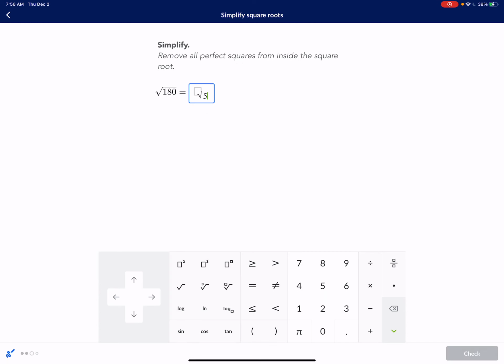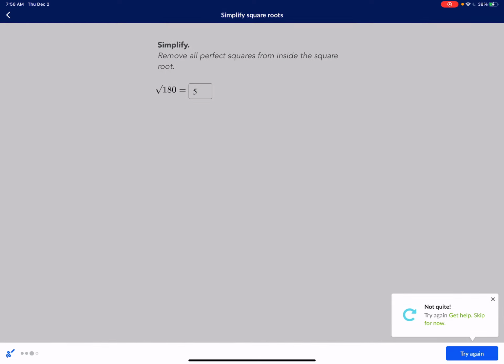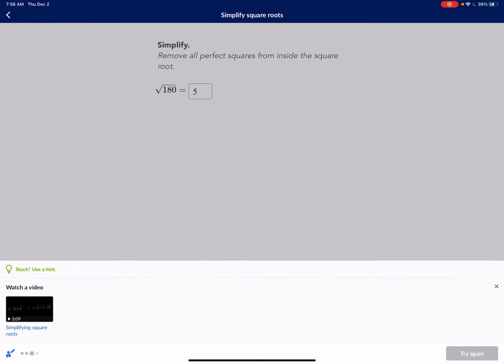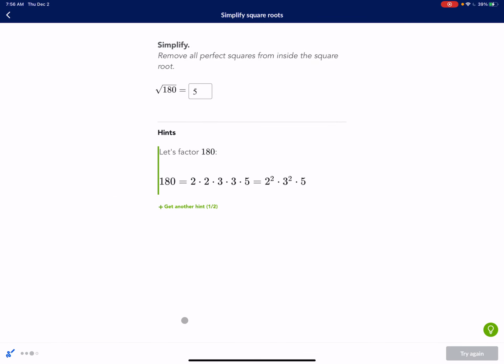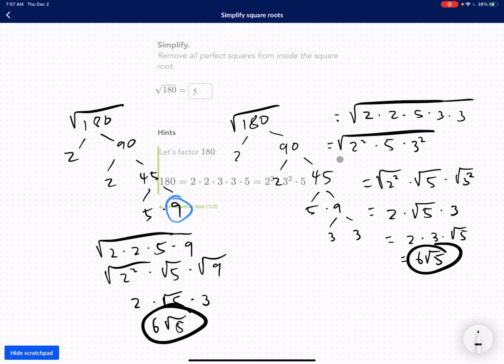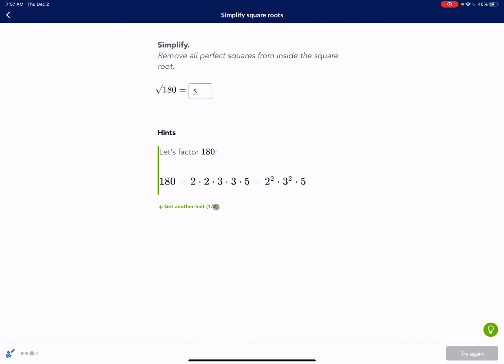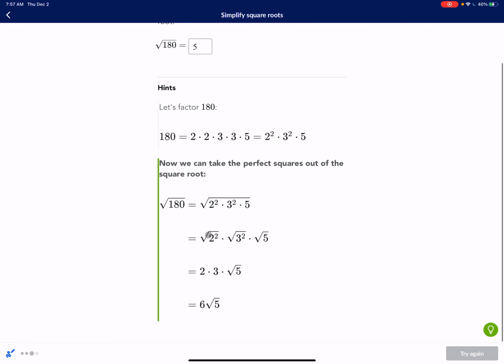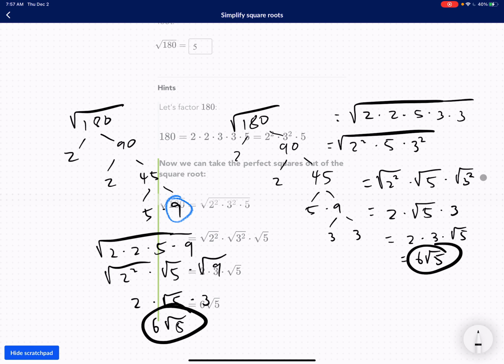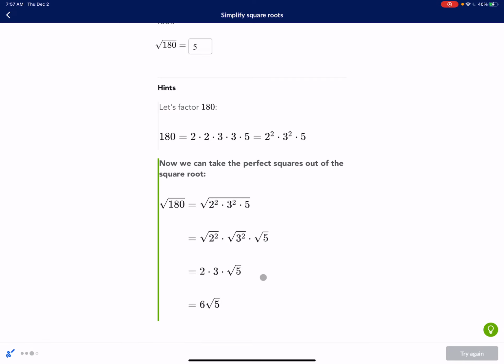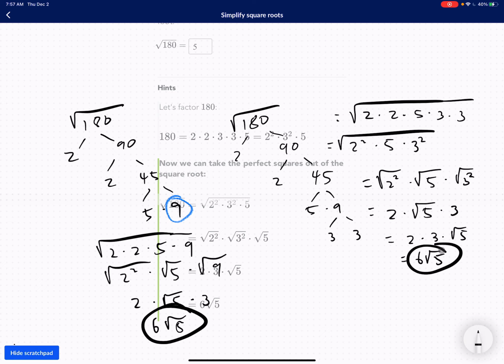And if you look at the way that Khan does it, it's always so difficult to try to just look at the hint. Okay. Get a hint. Okay. So once again, they factored it out like this, like we did here. We factored it out like this. It's literally the same. 2 times 2 times 5 times 3 times 3. Same thing. And then square root it. It's just in a different order. And then simplify. And then we got 6 square root of 5.